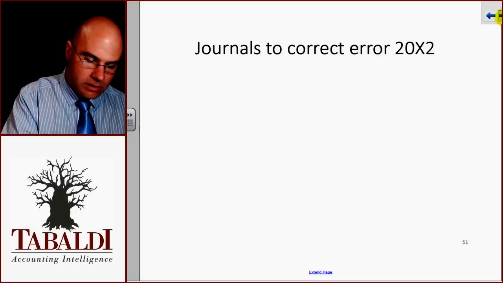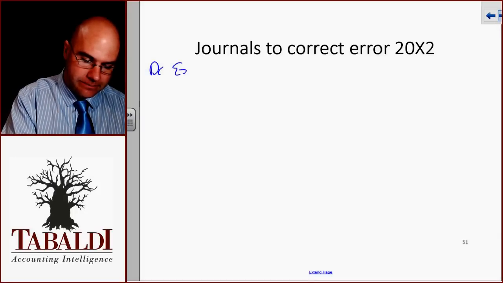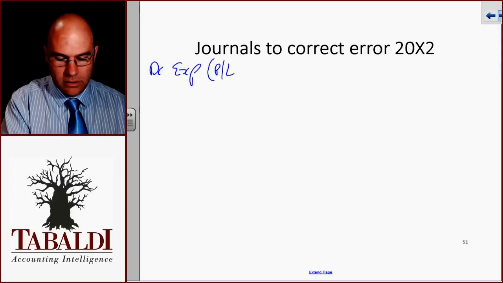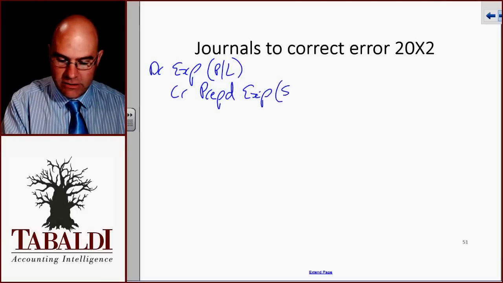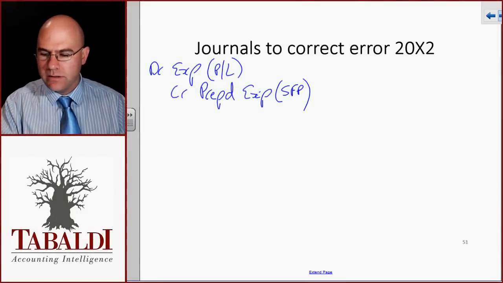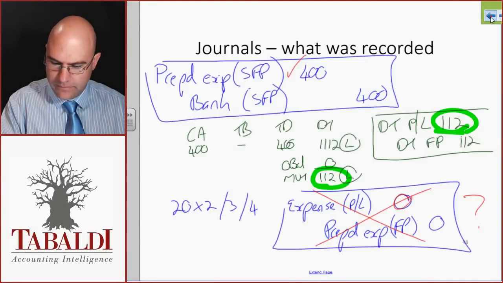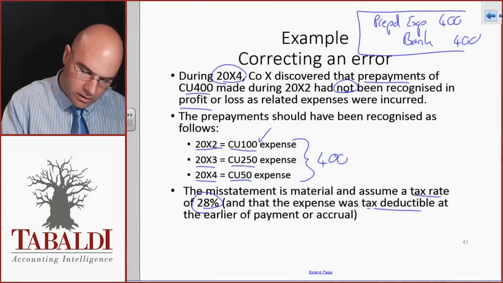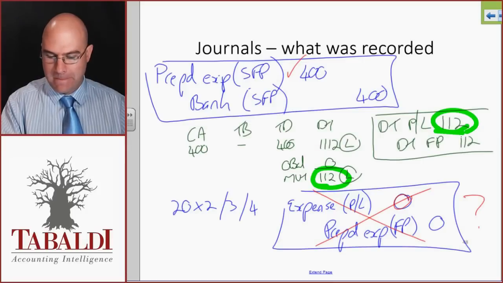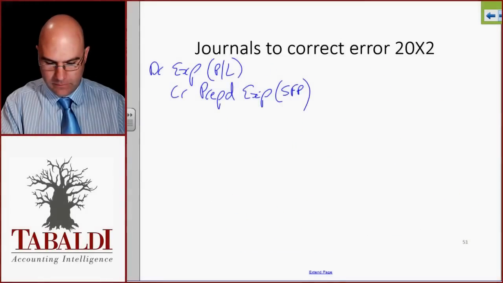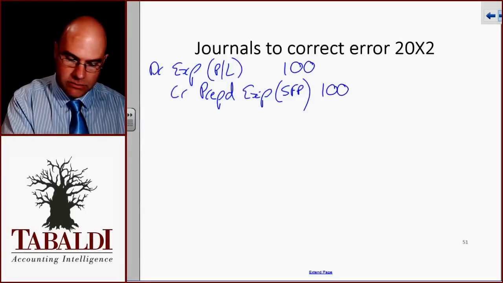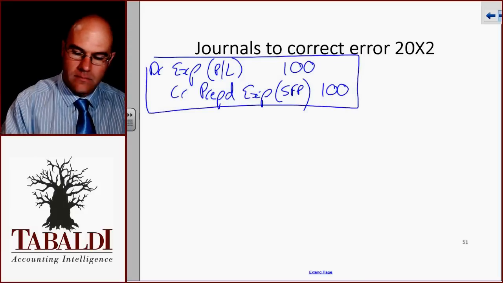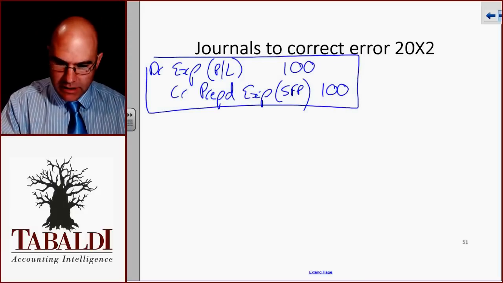You are going to have to debit the expense in profit or loss. You will have to credit the prepaid expense asset in financial position. And the figure there was how much? Let's just quickly go back to the question. It should have been 100. So, debit the expense, credit the prepaid expense, 100. Okay, then we have to do the tax quickly.